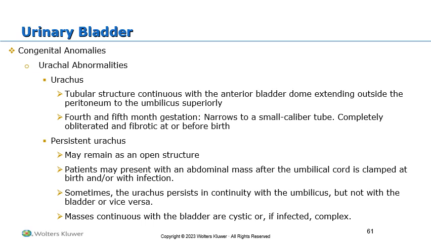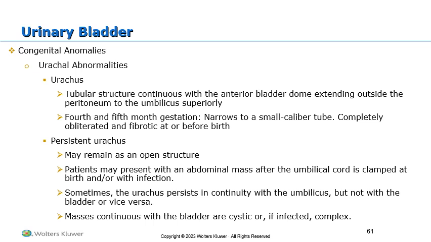Okay, now this is pretty familiar because we didn't go over the bladder too long ago, so we're going to talk about urachal abnormalities. So in our pediatric population, the urachus can still be patent or persistent. So the urachus, as you know, is that tubular structure that is continuous off the anterior superior bladder, and it extends along the line of the umbilical cord all the way out through the umbilicus. Now, usually during the fourth or fifth month of gestation, this should start to narrow and fibrose and ultimately become basically a ligament. It should be completely obliterated and fibrotic at or before birth.